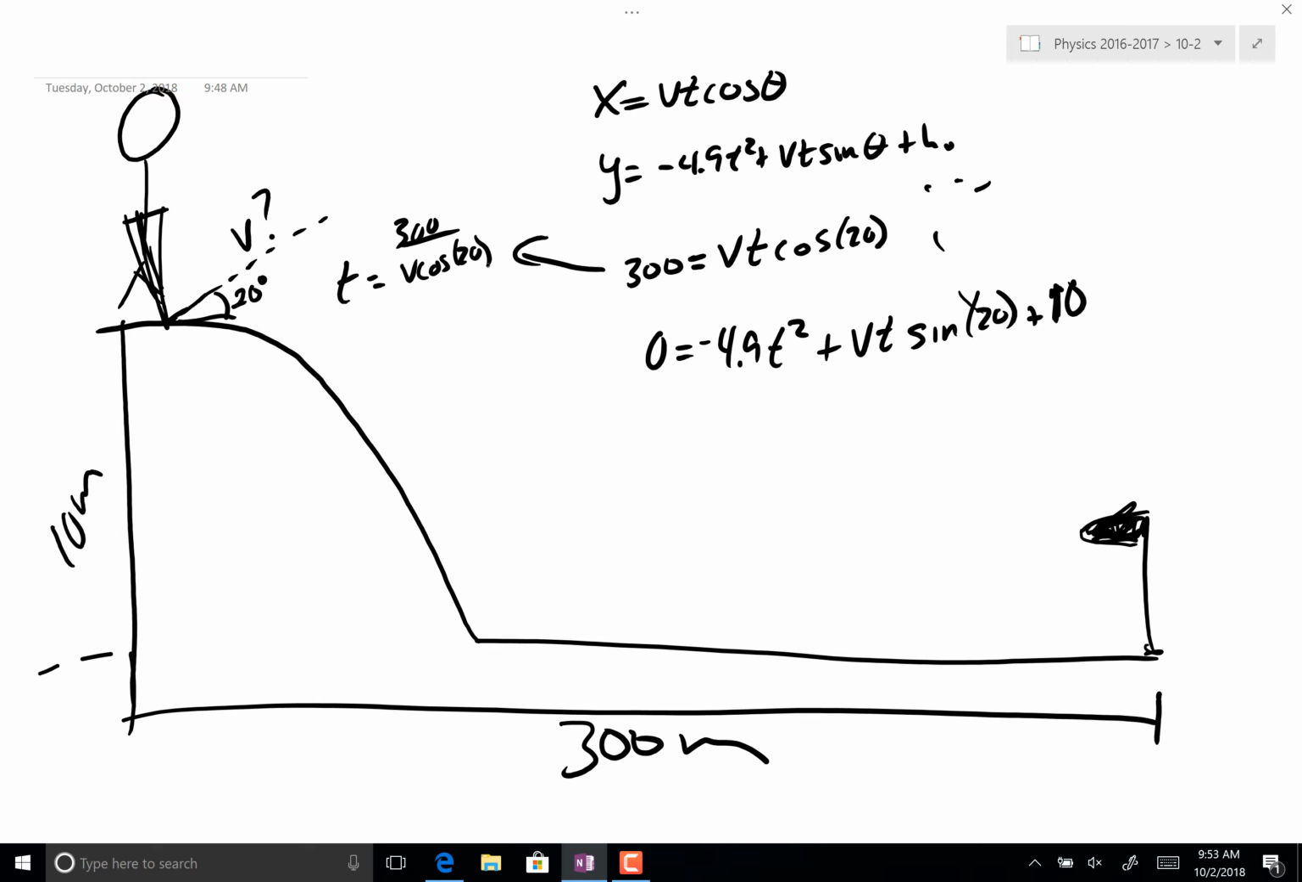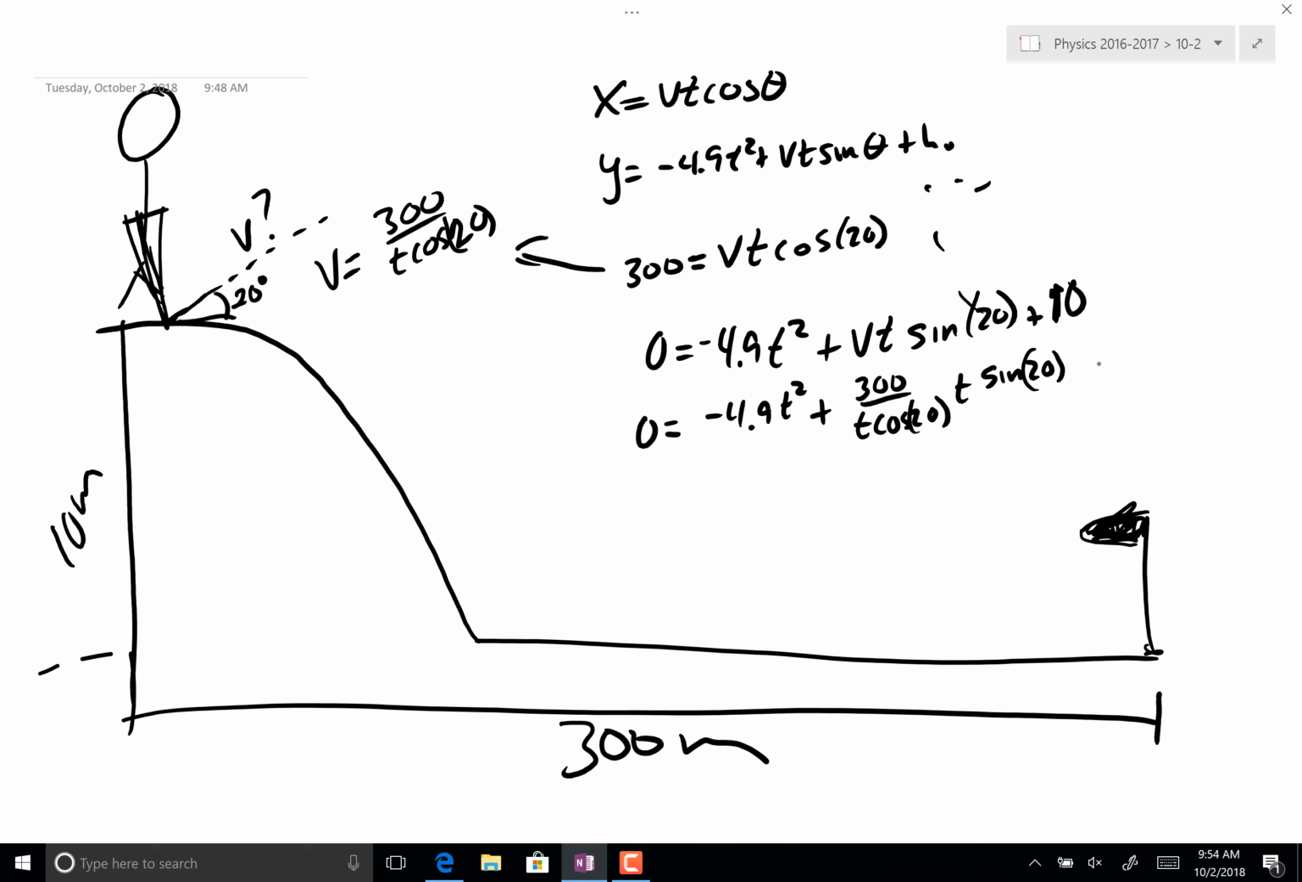Here's my problem with that, though. I'd have to plug that in here and here, yes? But what if I, instead of solving for t, what if I solve for v instead? So v would equal 300 over t cosine 20, yes? And now my substitution is easier because now I get this, times t times the sine of 20 plus 10. Before we go any further, what happens to these t's right here? There's a t on the top and the bottom. Oh, that's nice. They cancel off.